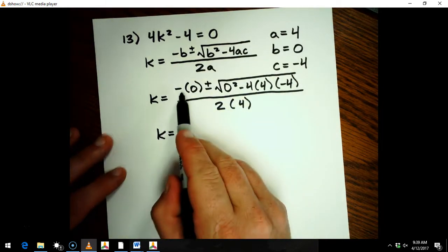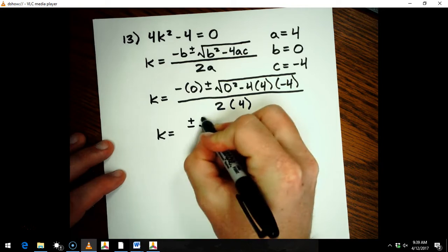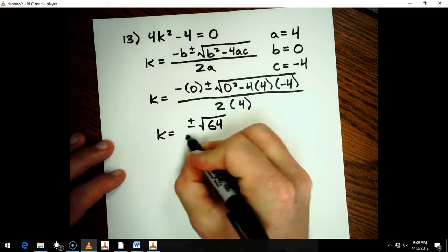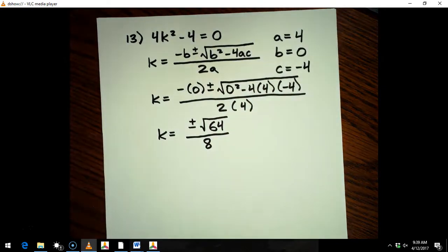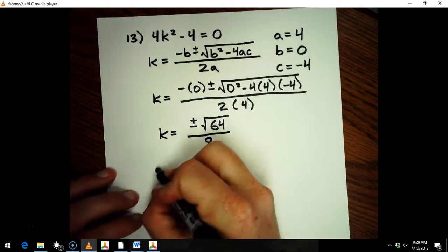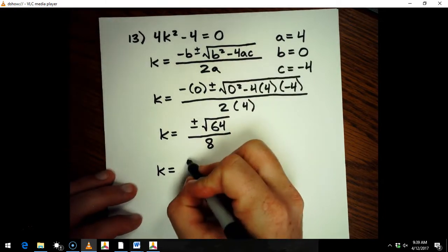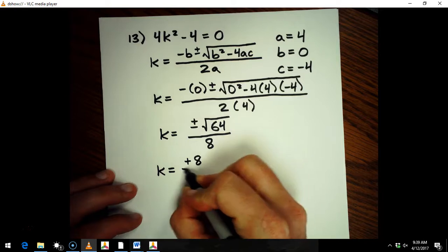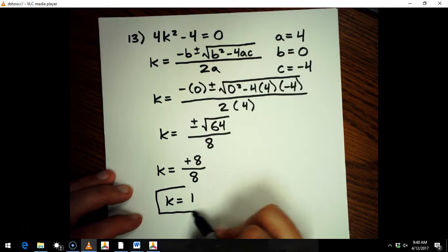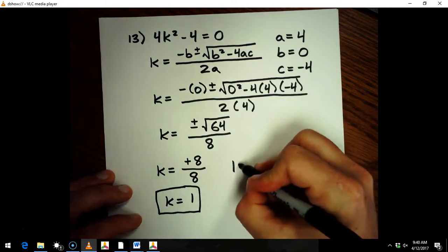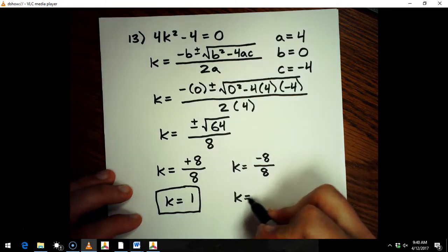Now notice what happens here. The opposite of 0 is 0, so there's nothing there. So all I really have is a plus minus radical 64 divided by 8. Now, how do I get my two answers? Well, this is where the plus minus comes in. The radical of 64 is 8, so I have to do plus 8 divided by 8, and that equals 1. And I have to do negative 8 divided by 8, and that equals negative 1.